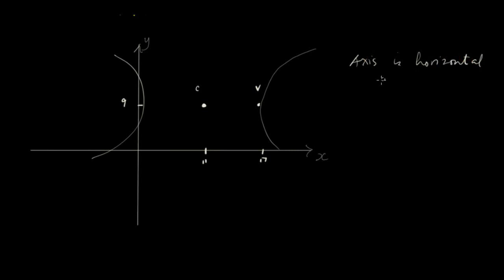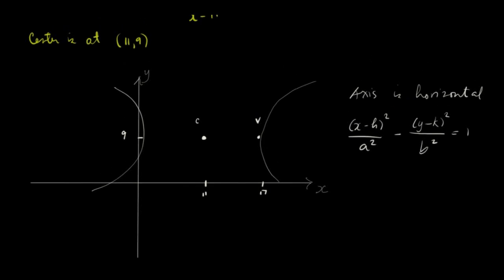So, if the axis is horizontal, the y has the negative and the x is positive. So, we have (x minus h) squared over a squared minus (y minus k) squared over b squared equals 1. And we already have a value for h and k. Right? Center is at (11, 9). So, this is your h and this is your k.